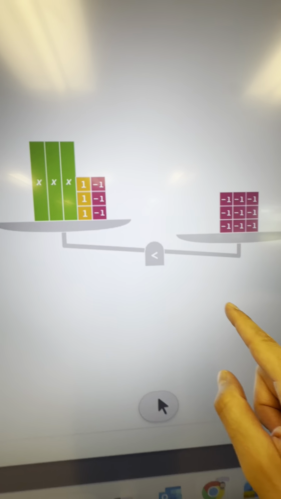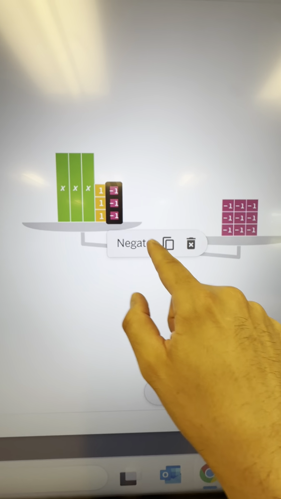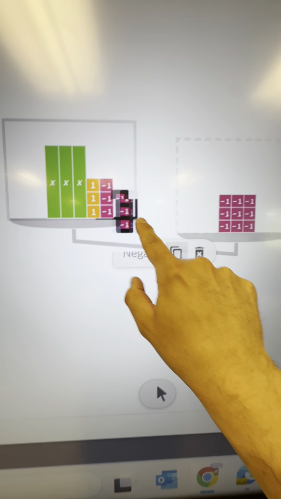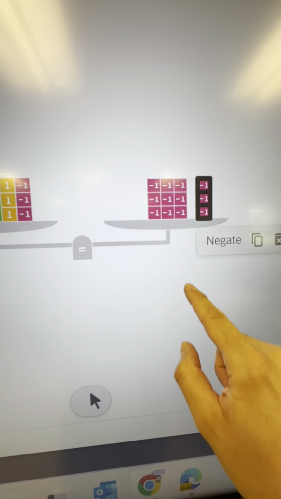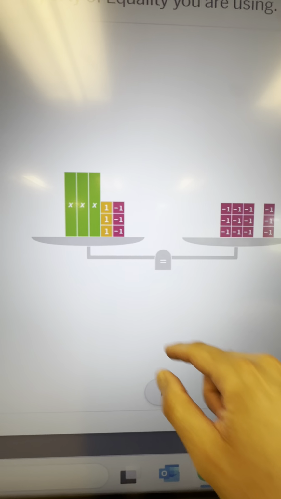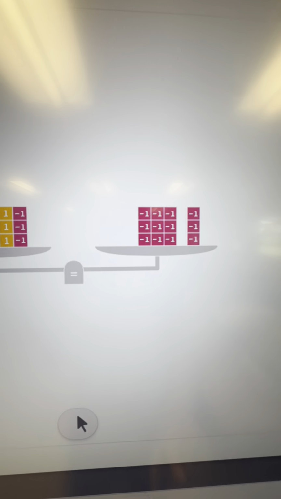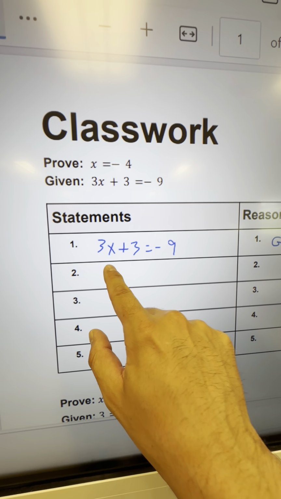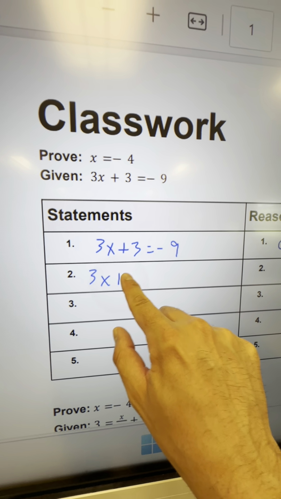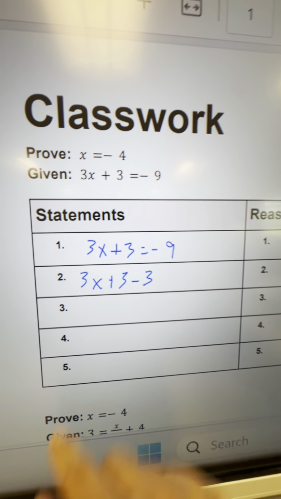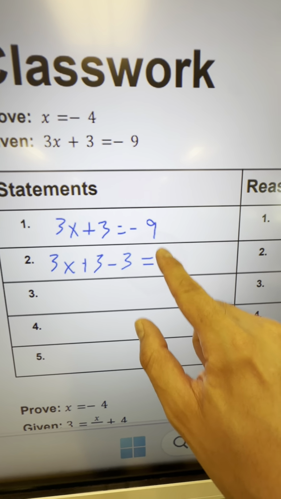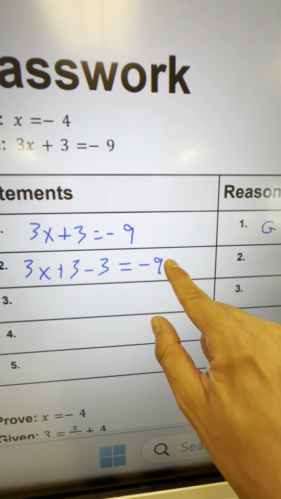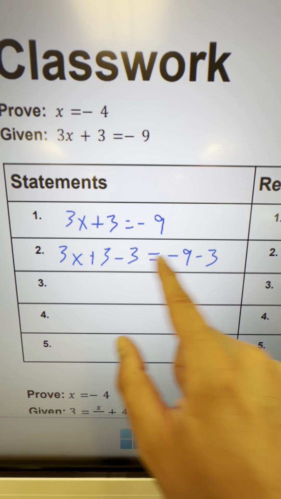And you can see it's not balanced anymore. So to keep my equation balanced, if I put 3 negatives here, I got to do the same thing on the other side. So essentially what I'm doing is taking away 3 on this side and on this side. To show my work here, I'm going to rewrite the previous problem. I have 3x plus 3. I took away 3 on this side, bring down my equal sign, and I have -9. And I also took away 3 on this side. So -3 to both sides.